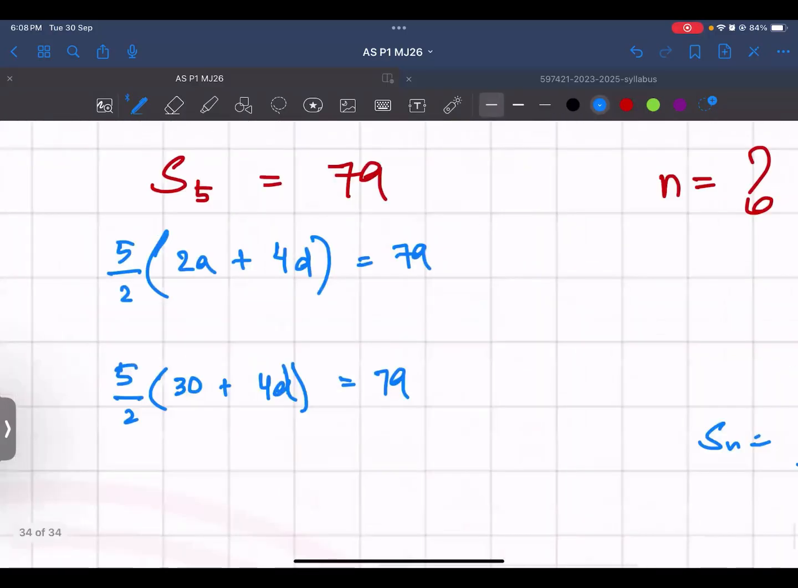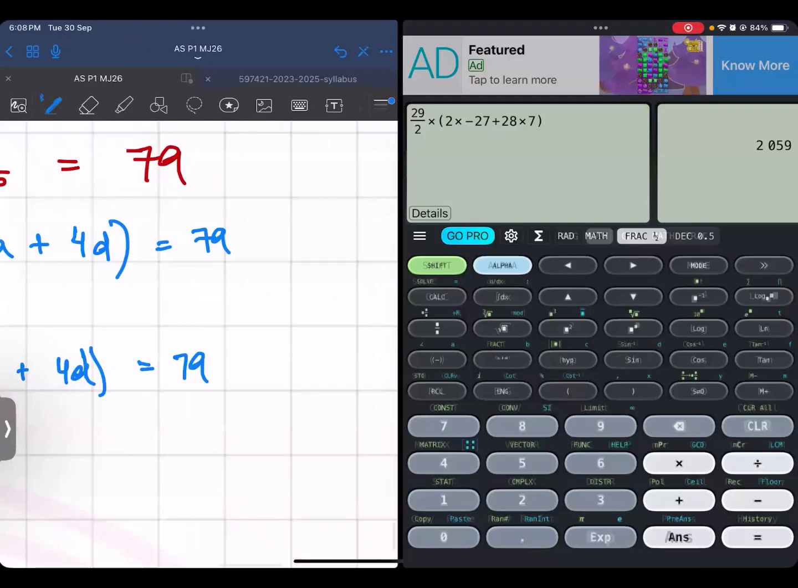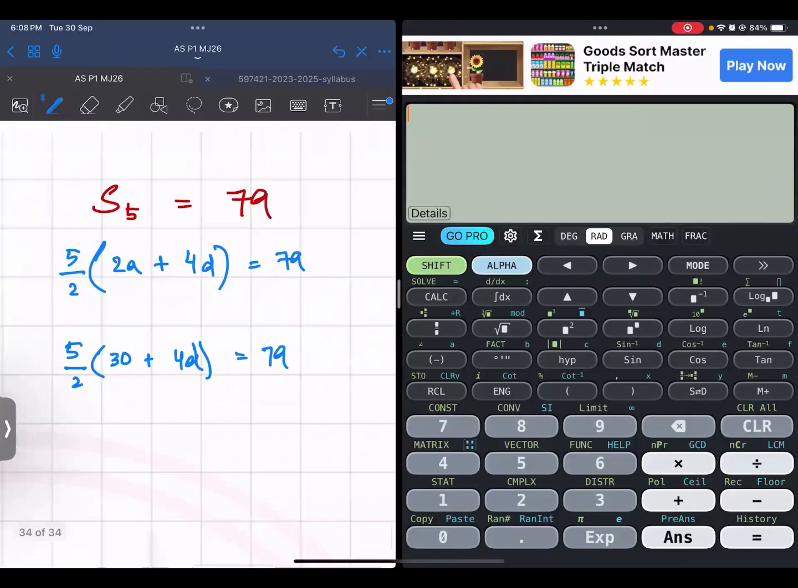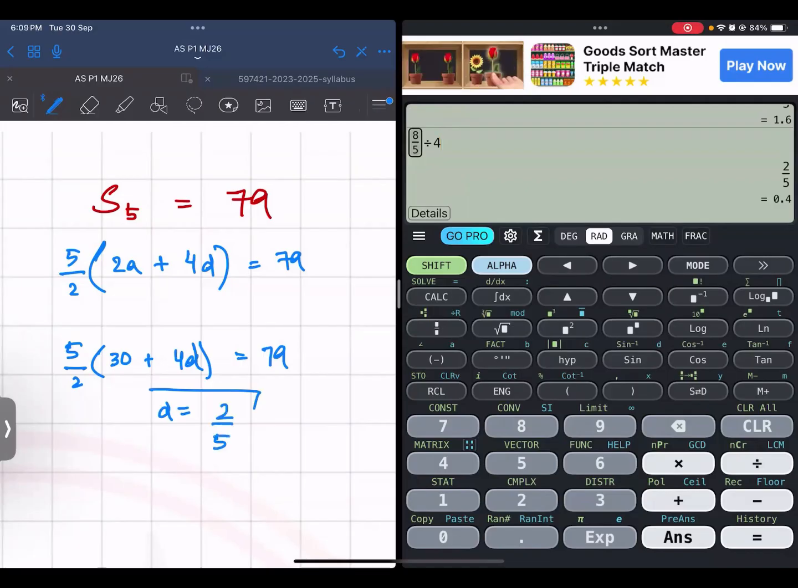And now you will solve it using basic algebra. You will get the value of d. So 5 and 2 would go over there: 79 multiplied by 2 divided by 5, and then minus 30, and then you will divide by 4. So your d is 2 upon 5. So you found the d. First of all, I moved the 2 and 5 to the other side, so 79 multiplied by 2 divided by 5. And then 30 would move to the other side and subtract, so minus 30. And then the 4 would go and divide, so divide by 4. So your answer is 0.4.